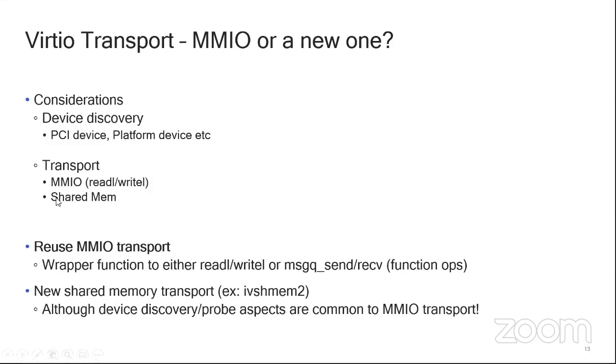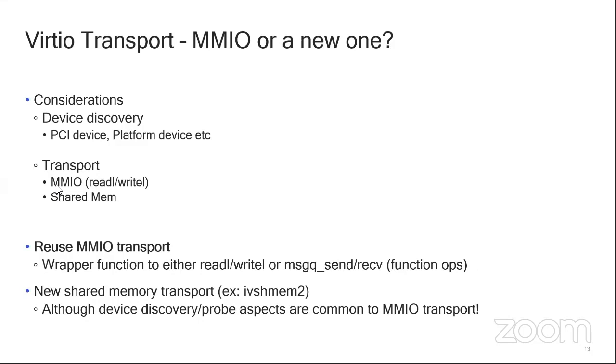So in the absence of that, right now we have hacked up MMIO itself, so that instead of using readl and writel directly, we are using the message queue API that the hypervisor supports to send a message to the backend saying that the frontend wants to read or write this particular register. Can you respond? Is that okay or not?